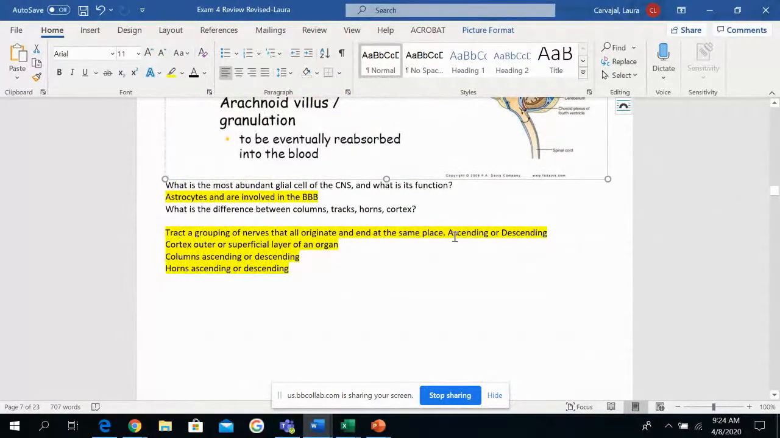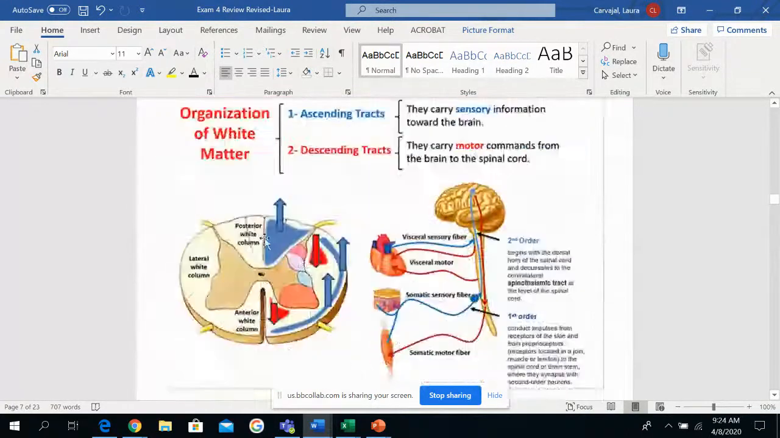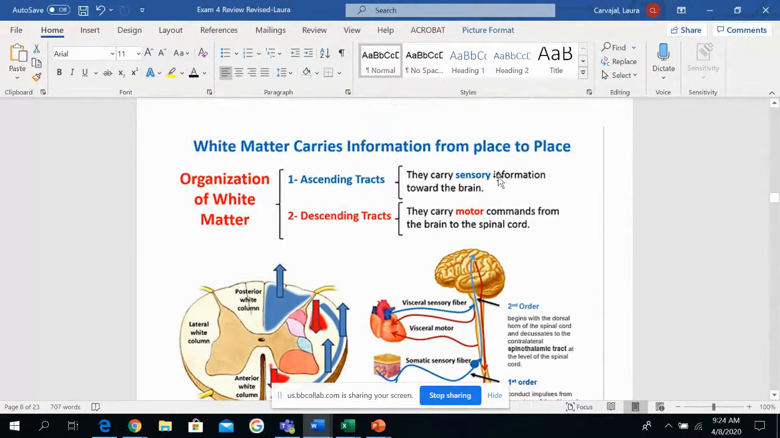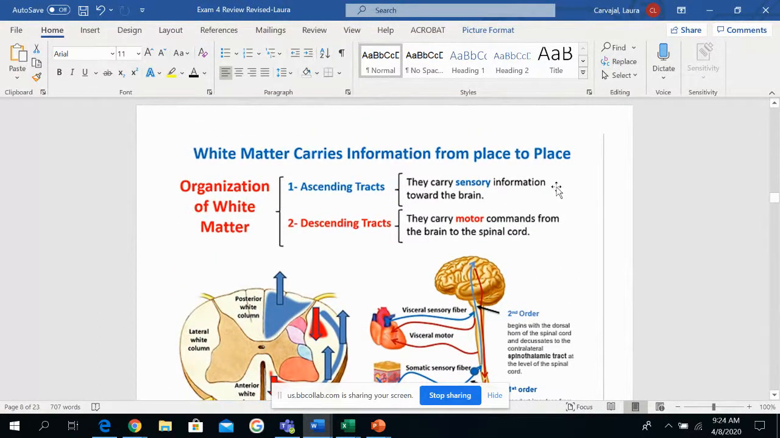Tracts can either be afferent or efferent. And the same for columns. So a column is basically a grouping of nerves that all originate from the same place. They can be ascending or descending. Ascending basically means that they carry sensory information towards the brain. And descending means that they carry motor commands from the brain to the spinal cord.